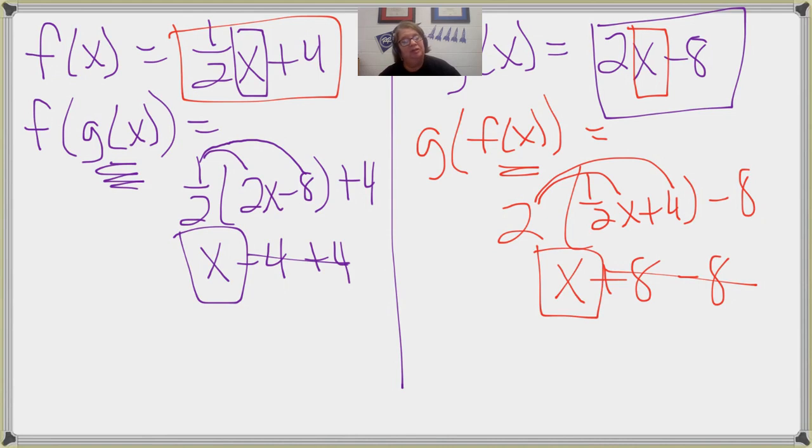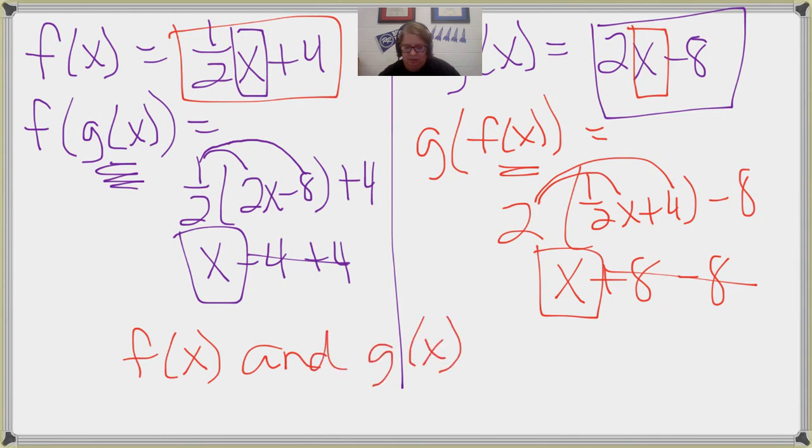So are these two functions inverses? Yes. F of x and g of x are inverses. How do we know? Because both sides canceled out to just the x. Okay?